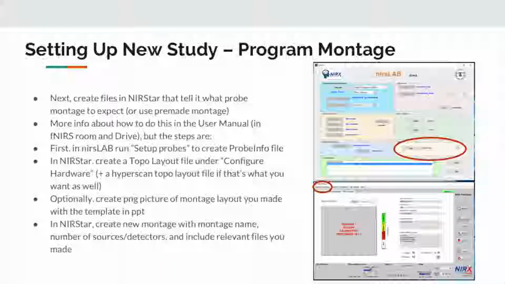But the steps are essentially going into an analysis software called NIRS Lab. You run the setup probes function, and it creates what's called a probe info file, which we use later for our analyses, telling analysis what your channel arrangement looks like. And then in NIRS Star, you create what's called a topo layout file under the Configure Hardware tab. This tells the software spatially where everything is organized, so that when it's displaying the acquisition to you in real time while you're collecting data, the channels visually represented on the top are the ones on people's foreheads versus on the bottom, those on the back of the head.